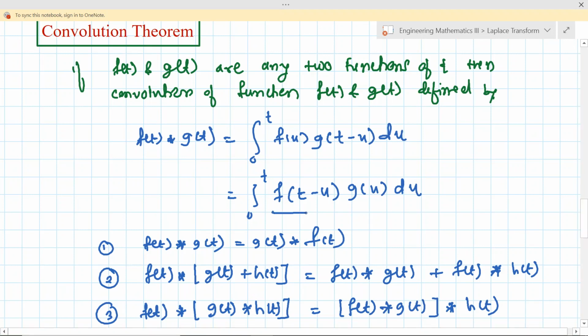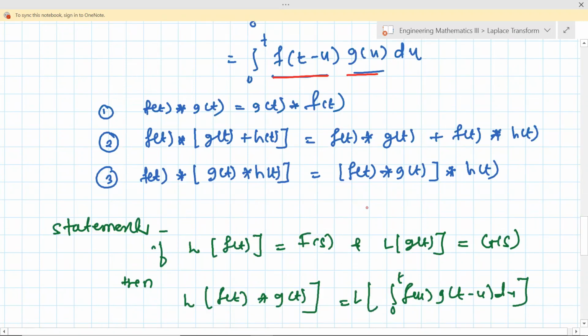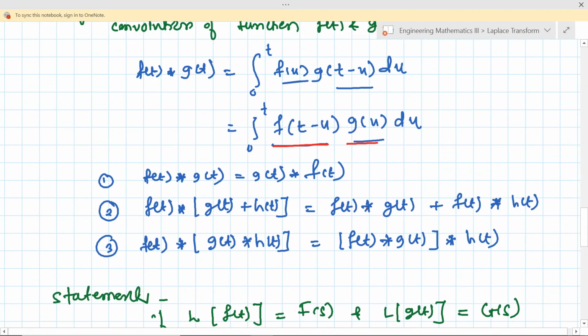It can also be written as f of t minus u into g of u. So either f of u into g of t minus u, or otherwise it is f of t minus u into g of u. Both values are the same. So that's why this is commutative. F of t star g of t is the same as g of t star f of t. And this is distributive over addition, and this is associative. F of t star g of t plus h of t is equal to f of t star g of t plus f of t star h of t, and f of t star g of t star h of t is nothing but f of t star g of t star h of t, like this.